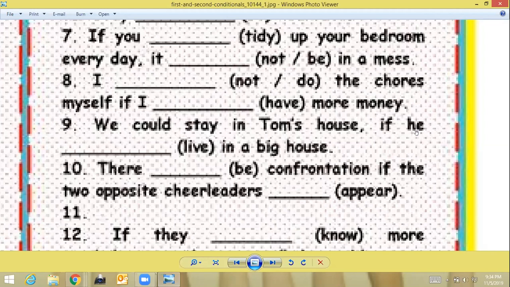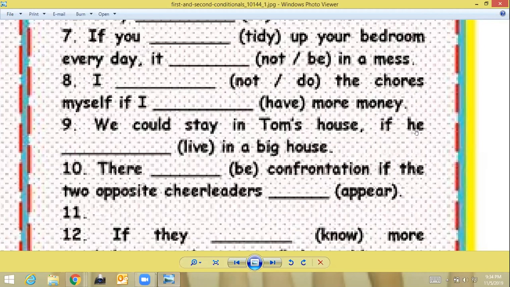Number 9, another volunteer. Teacher, a question. Yes, Annie. The verb have is past? Yes, it's past tense. Remember that when we're using the second conditional, one part of the structure is always in the simple past, and the other part of the structure is with would or could.